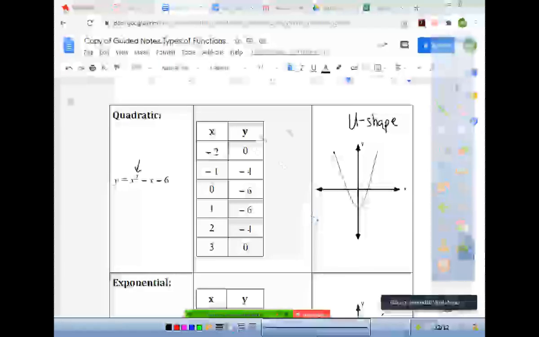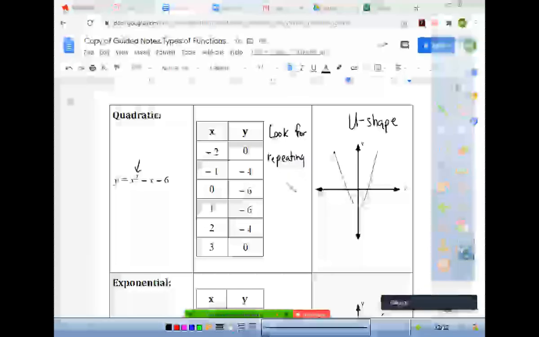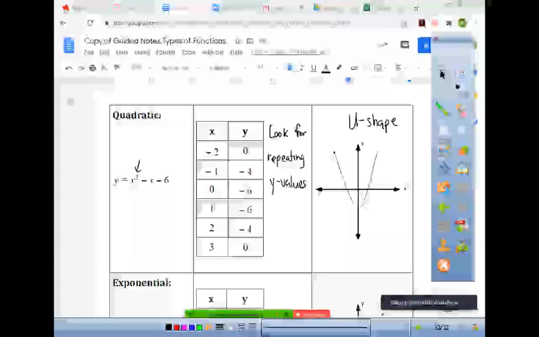It repeats. So look for repeating Y values. If you see those Y's repeat themselves, that's going to tell you that it's quadratic. That's how you get that U shape, right? Because it goes down and then it comes back up because you're going to get the same Y value again. So look for repeating Y values.